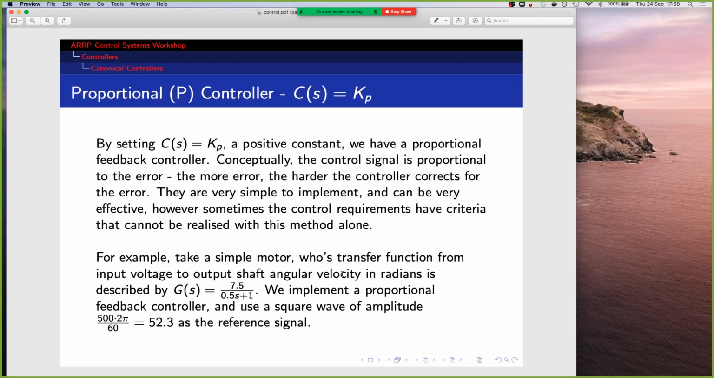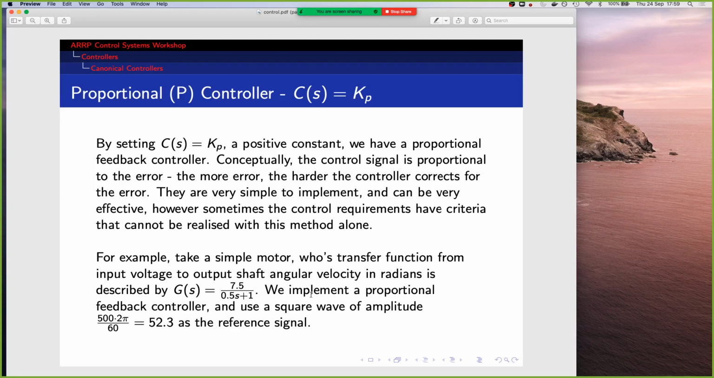So, a proportional controller, or proportional feedback controller, proportional gain controller. If we set the controller transfer function to just some positive constant Kp, we get what's called the proportional feedback controller. The way I like to think about this is that the control signal is proportional to the error. The more error there is, the harder the controller is going to correct for it. I'll make this super clear when we do the practical component. They're quite simple to implement and can be quite effective, but sometimes there are extra requirements that cannot be realized with just the proportional feedback controller.